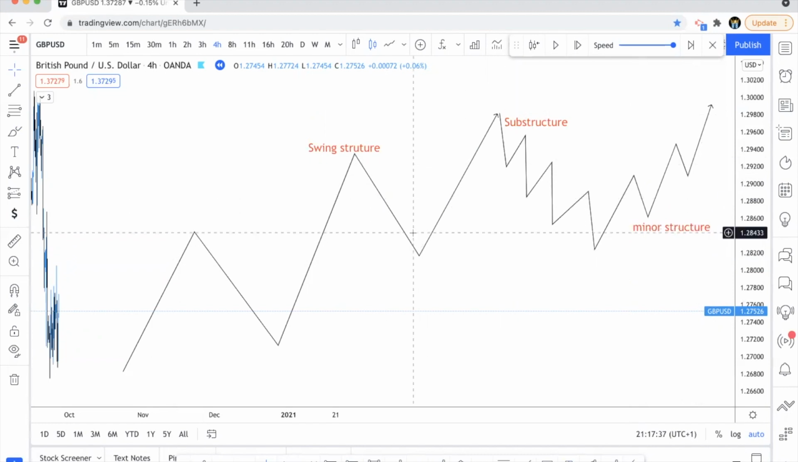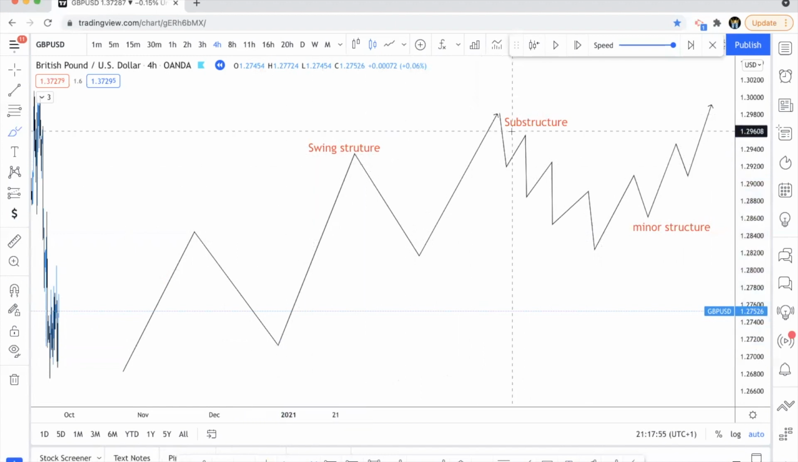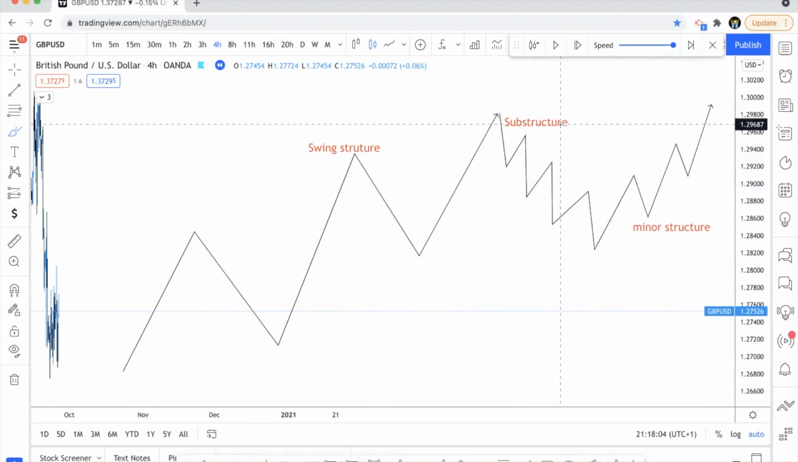So now you're probably wondering, why is this important? Well, the reason why this is important to understand is because whenever we're looking at a blank naked chart, we want to understand where we are in the market cycle, right? So are we in the swing structure of the market, or are we in the substructure, or are we in the minor structure of the markets? Okay. And so it's really important to understand this, because whenever you're looking to trade, you can finally understand what the market is telling you, where it's going. And this is where you won't lose your sense of understanding of where the market's going.